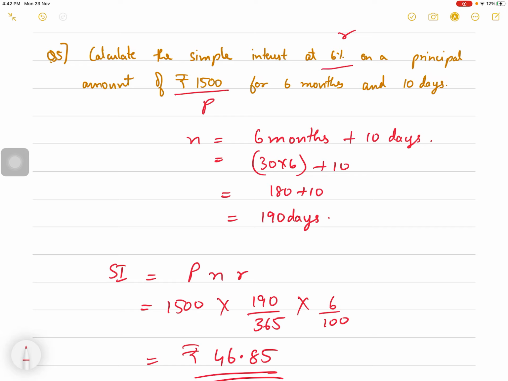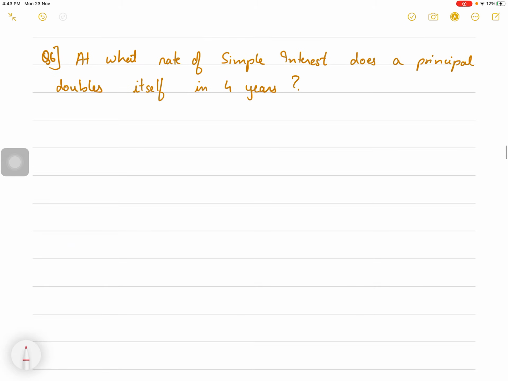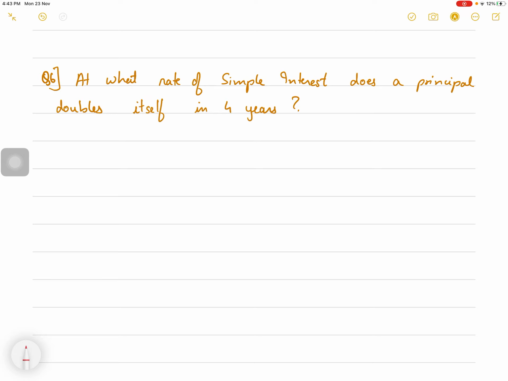Let's solve the next question. At what rate of simple interest does a principal double itself in 4 years? Please solve yourself. Pause the video, solve, then check the answer. So principal is equal to 100. If principal is equal to 100, then amount is equal to 200. N is 4 years. And R you have to find out.